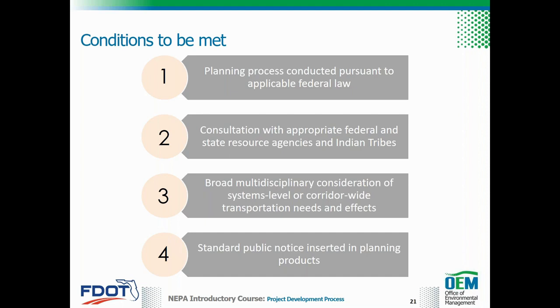3. The planning process included broad multidisciplinary consideration of system-level or corridor-wide transportation needs and potential effects, including the effect on the human and natural environment. 4. The planning process included public notice that the planning products produced in the planning process may be adopted during subsequent environmental review processes in accordance with this section.